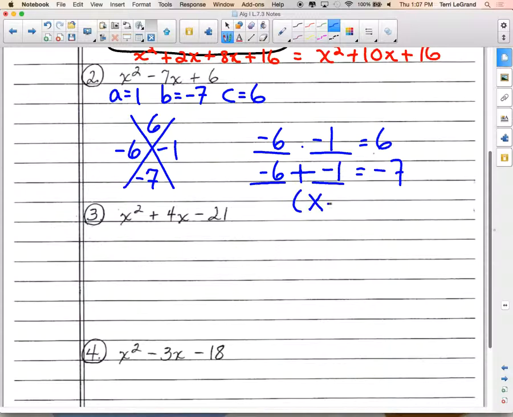X minus 6 times X what? Minus 1. Yeah, these are negative numbers, I'll call them, because they're factors and their terms. These are negative numbers, so that makes it subtraction in our factors. Yes? Doesn't matter. No, you could have X minus 1 times X minus 6. That works too.